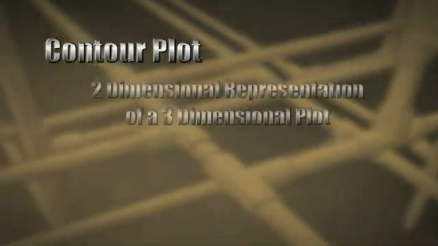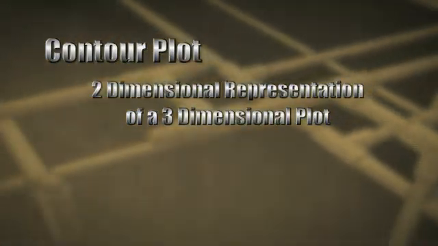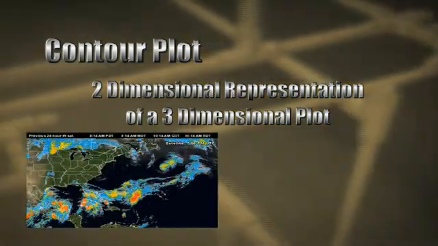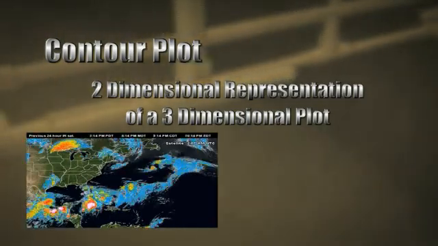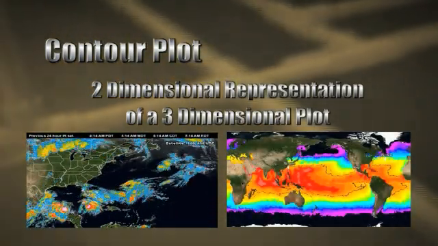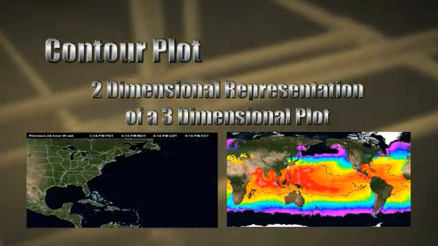A contour plot is a two-dimensional representation of a three-dimensional plot. And just like the temperature maps or the pressure maps that you normally see on a website related to weather, it's nothing but a map of the pavement data you're trying to plot.